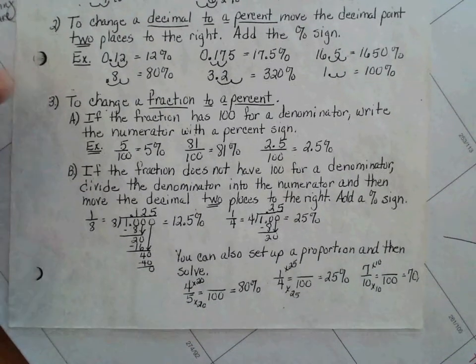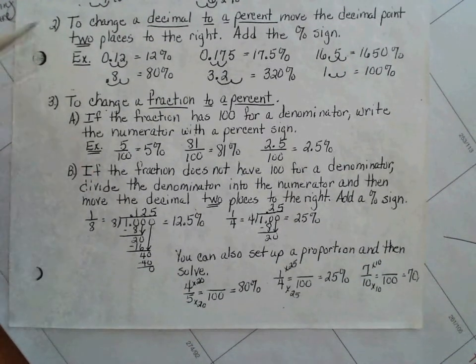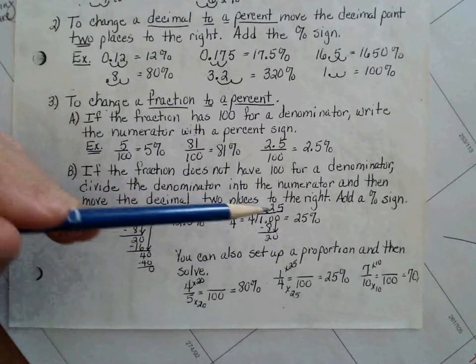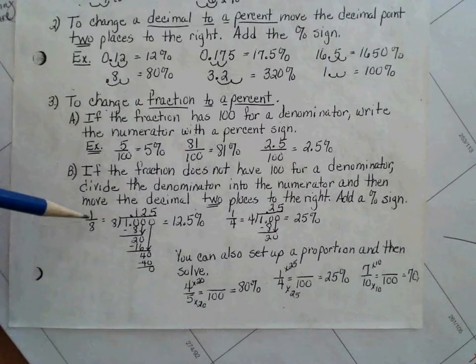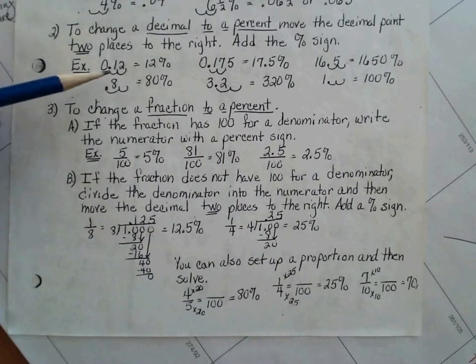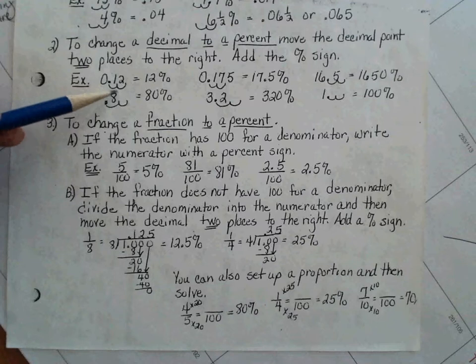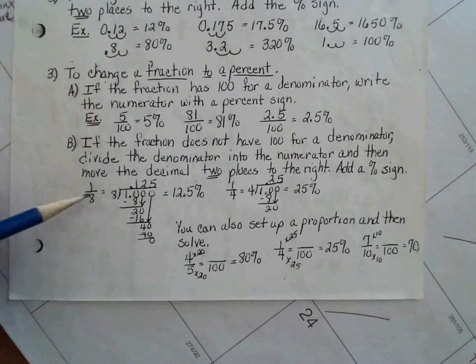Now, if it doesn't have 100 already for the denominator, what you need to do is divide the denominator into the numerator and then move the decimal point 2 places to the right and add a percent sign. So basically, you're turning this fraction into a decimal, and then once you get your decimal, you're doing the same thing that we did up here. Move it down just a little bit. So we had up here these decimals, move the decimal 2 spaces to the right, turn to a percent. So, for example, you got 1/8.